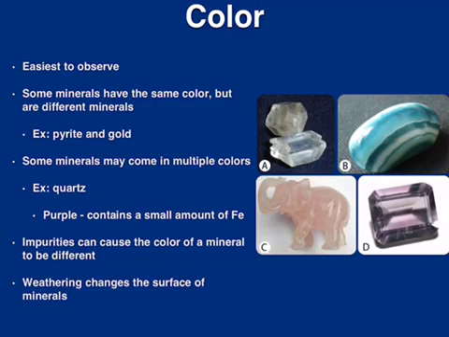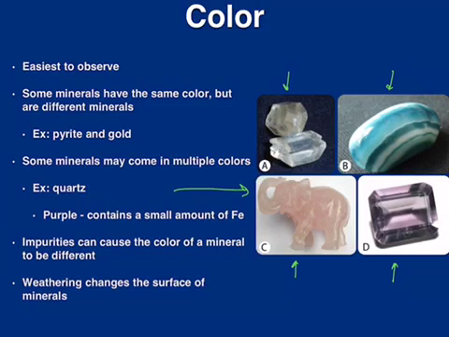Some minerals can come in a bunch of different colors, even though it's the same mineral. Quartz is an example of that. It can come in clear, white, pink, and even purple, and the purple is from small amounts of iron. Quartz is over here. We have that clear color, a greenish blue, a pink hue, and a purple hue to it.